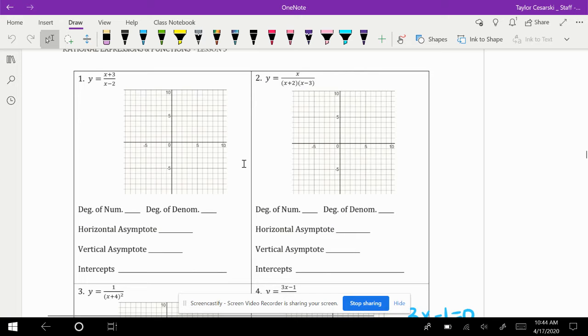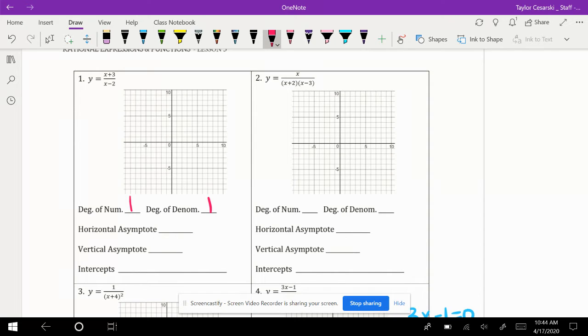All right, hey guys, so today I'm just going to run through a really quick example so that you know what you're doing before you get started. So this is number 1, x plus 3 over x minus 2. And so the first thing it asks for is the degree of the numerator and the degree of the denominator. So this is just x on the top and x on the bottom. The degree of both of these will be 1.